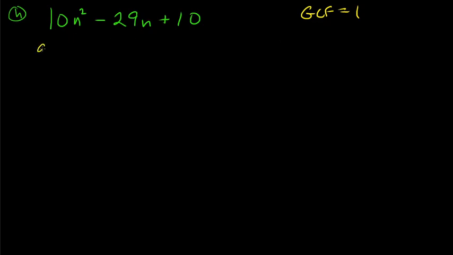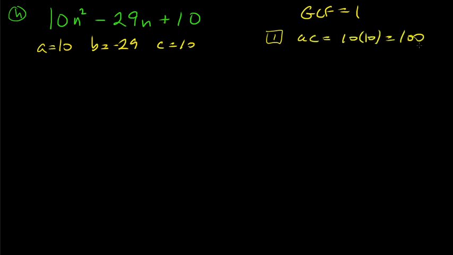Okay. So this looks like another AC method. A is 10, B is negative 29, and C is 10. So part 1, A times C is 10 times 10, which is 100. So we're looking for a product that's equal to 100, and the sum is B. The sum should be negative 29.